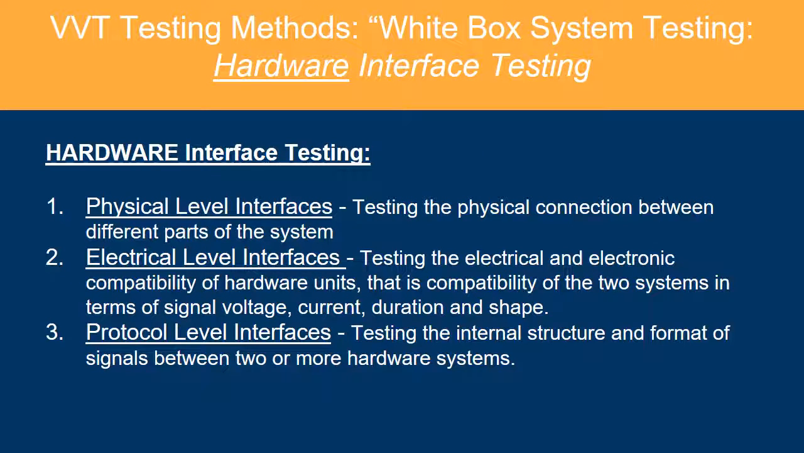Hardware interface testing should be conducted at various communication interface layers. 3 of the most common interface testing levels for hardware are physical level interfaces, which is the testing of the physical connection between different parts of the system; electrical level interfaces, which is the testing of the electrical and electronic compatibility of hardware units, that is, the compatibility of the 2 systems in terms of signal voltage, current, duration, and shape; and protocol level interfaces, which is the testing of the internal structure and format of signals between 2 or more hardware systems.